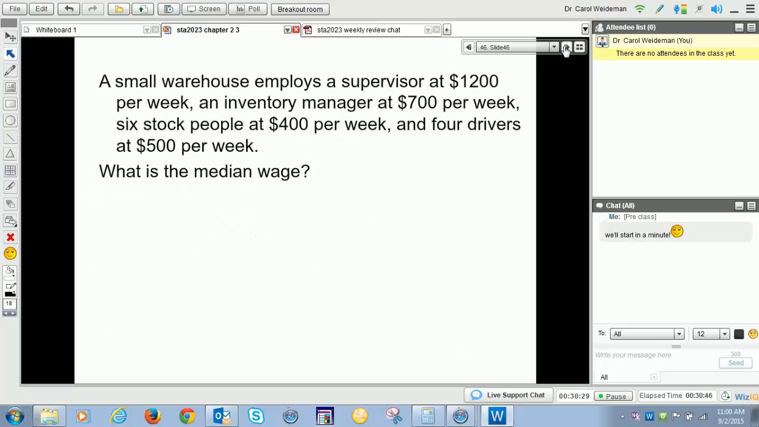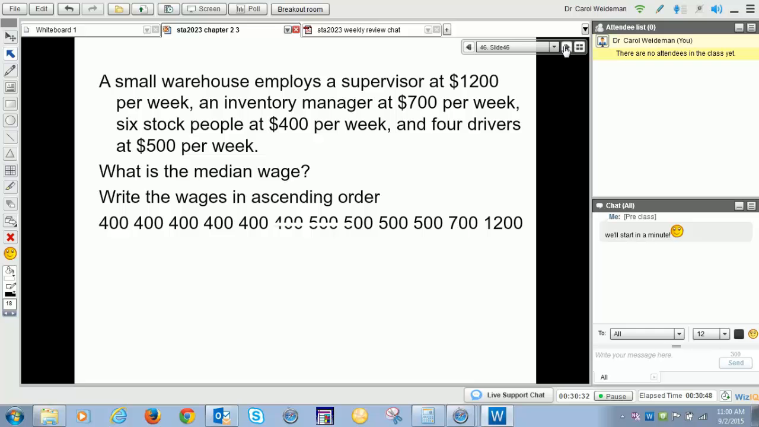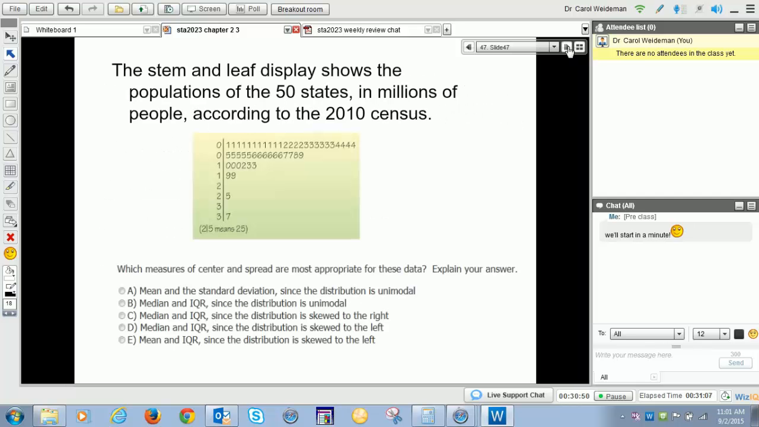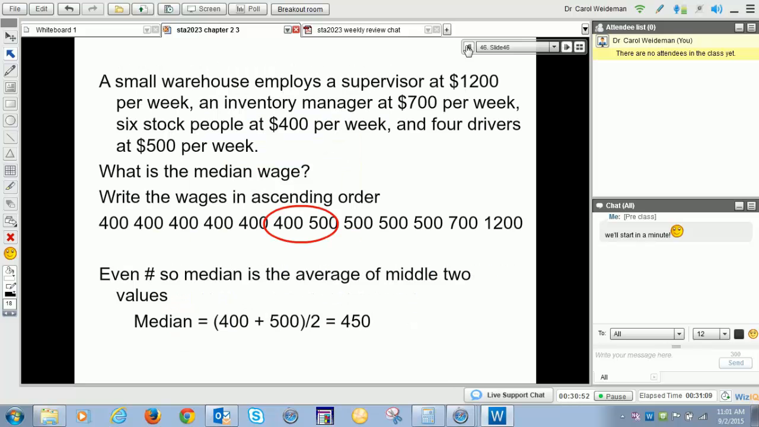Now they want us to find the median. So I'm going to put the wages in order. 6 400s, 4 500s, 700, and 1200. I've got 12 this time. So where's my median going to be? It's going to be the average of the middle 2, which is 450. Now remember, the mean was 525. The median is 450. And let's do one more while we're here. What would be the mode? The mode would be 400 because that's the most common in the data set.